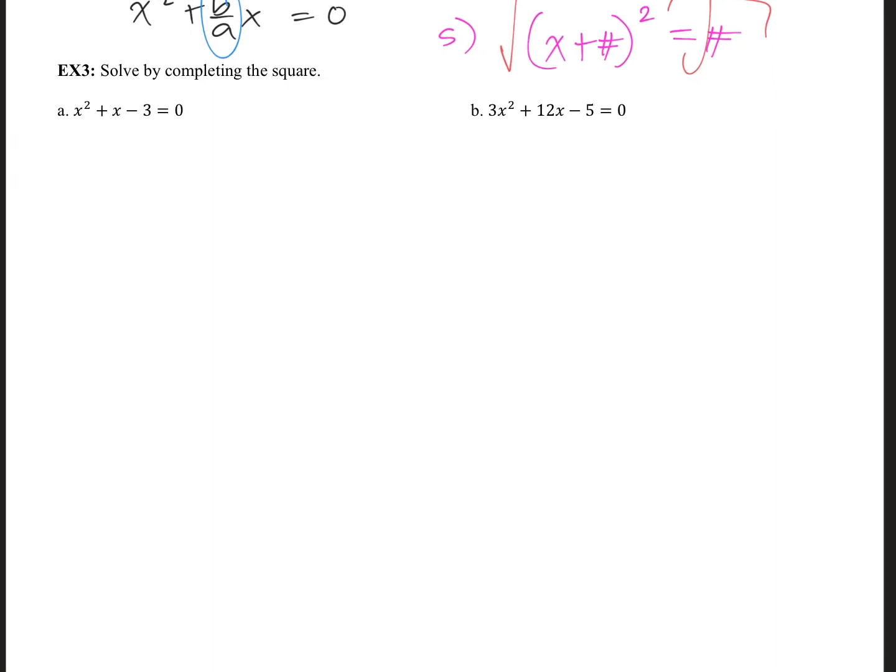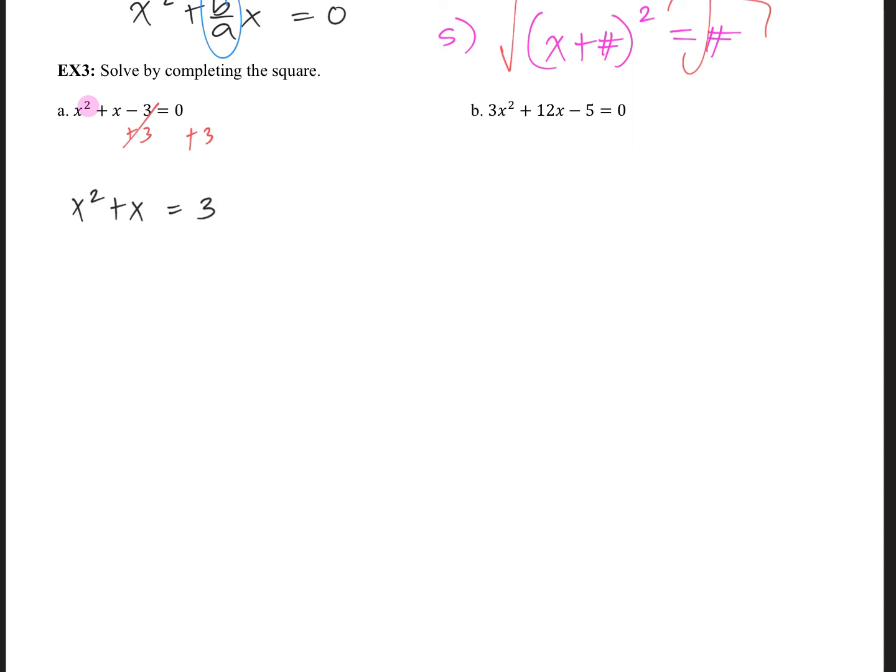So for this, is it quadratic? It is. We have the square, so we know it's quadratic. So then the next thing is, how do I complete the square? First off, we want to make sure to move the coefficient or the number to the other side. So let's go ahead and do that. So we can add 3 to both sides. And we get x squared plus x equals 3.